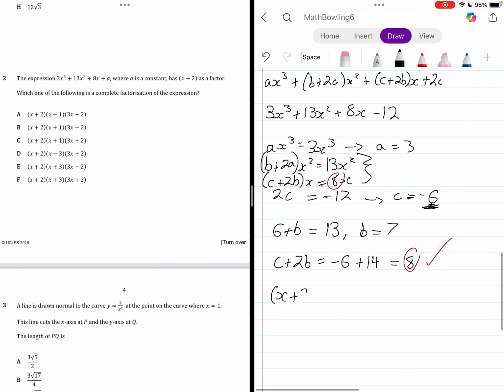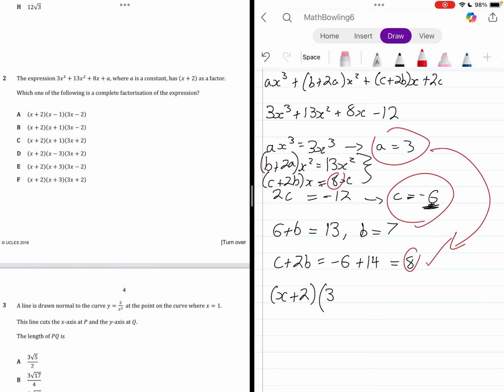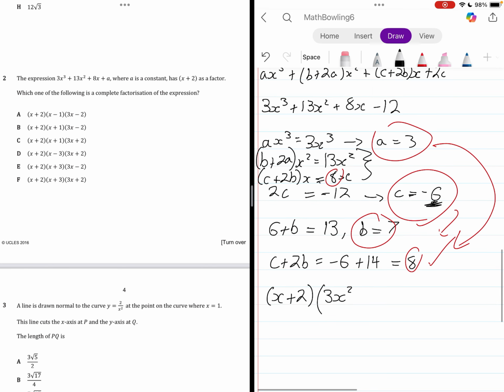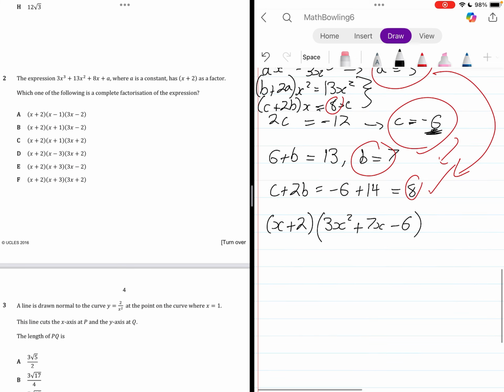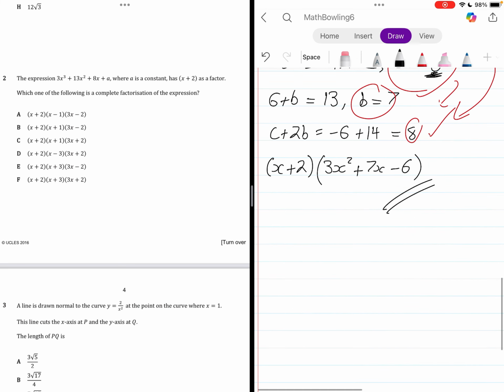So this leaves us with x plus 2 and then the quadratic that we found. So this is our a value, this is our c value, this is our b value. So 3x squared plus 7x minus 6. And then this quadratic we want to factorize, and we can do that quite easily. All our options that we're given all factorize, so we know that it's going to have roots. Another way we can check that is just using the discriminant.